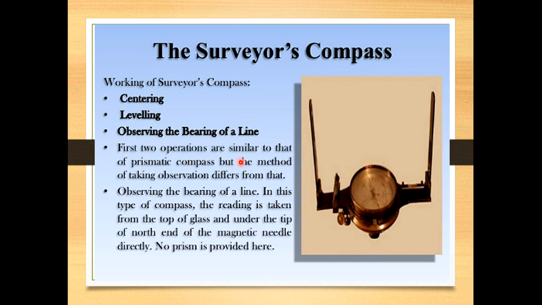So the first two operations are similar to those of the prismatic compass, but the method of taking observation differs. See the second point, observing the bearing of a line. In this type of compass, the reading is taken from the top of the glass, directly under the tip of the north end of the magnetic needle. No prism is provided here.